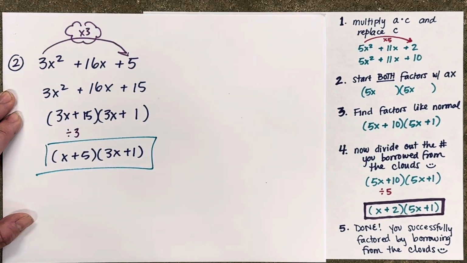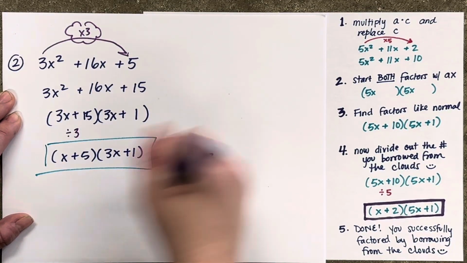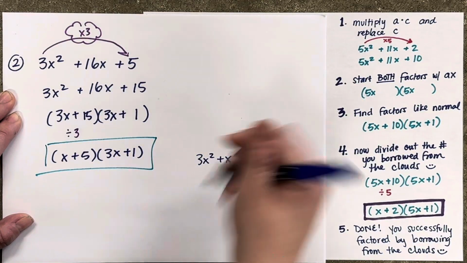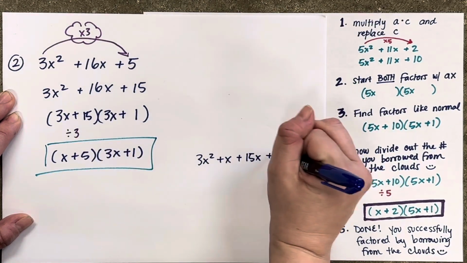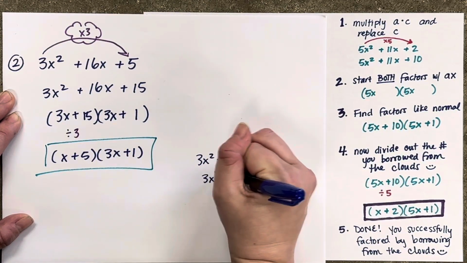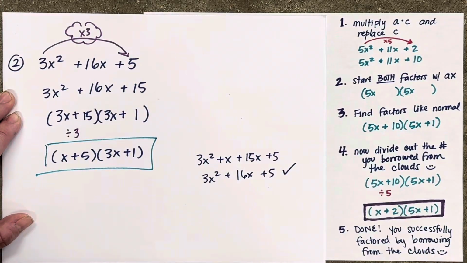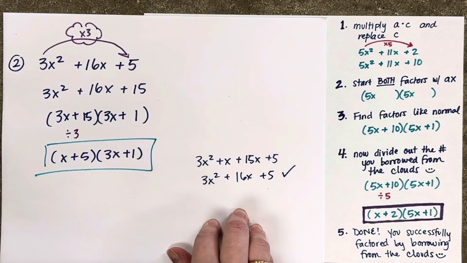That's our answer. If we FOIL it out, okay, you get x times 3x, 3x squared. x times 1 plus x. 5 times 3x is plus 15x. And 5 times 1 is plus 5. So I would get 3x squared plus 16x plus 5. Hooray, hooray. It's a lot easier than making a whole bunch of tables, okay?